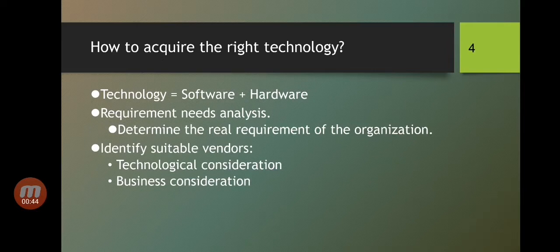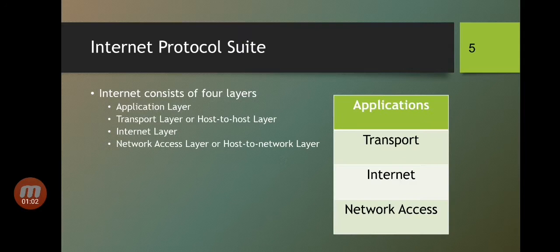How to acquire the right technology is through the software and the hardware. First, they have to analyze the requirement of the organization, and then they will determine the suitable vendors, with the technological consideration and the business consideration. We have seen the Internet Protocol suite before with 4 layers.